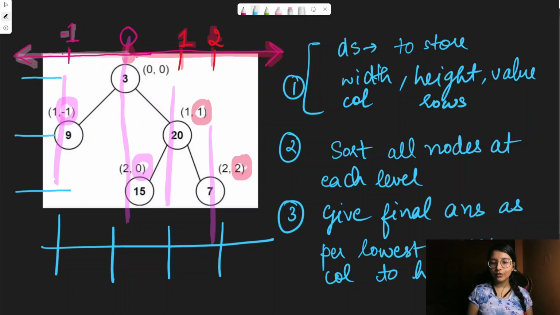So today we are going to do the LeetCode daily challenge, vertical order traversal of a binary tree.